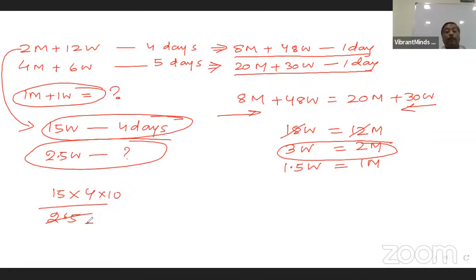5 fives are 25, 5 threes are 15, 5 twos are 10. So how many days? 1 man and 1 woman will complete in how many days? 3 fours are 12 into 2, and that is 24 days. 24. Is it clear, guys?